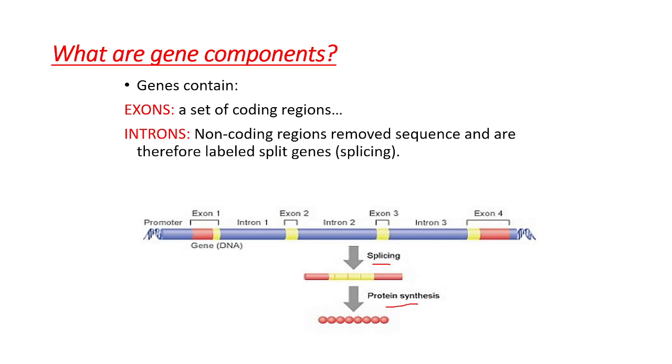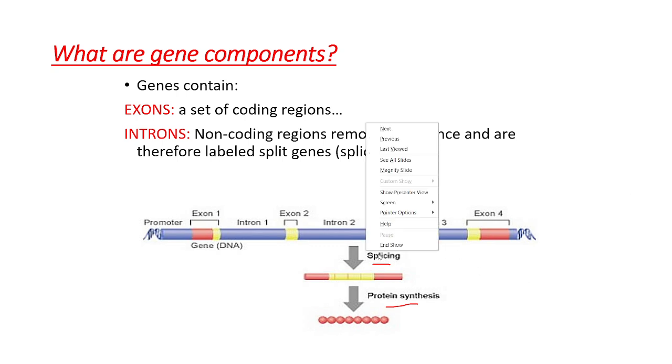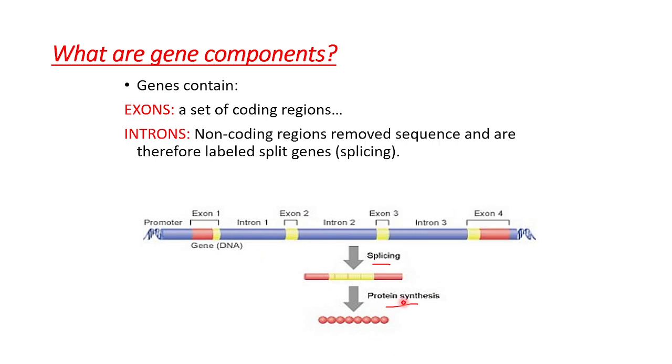So what are the components of a gene? We have heard of exons and introns. Exons are the set of coding regions that code for a particular protein, and introns are the non-coding regions, the removed sequences, which are called split genes and are involved in the splicing of the exons to give us the entire construct, followed by protein synthesis of these exons into different proteins of our requirement.